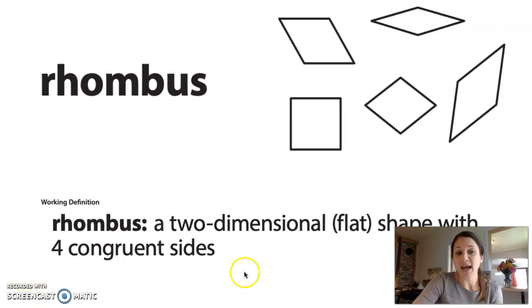A rhombus has 4 congruent sides, which means same length. So all of the sides measure the same length. They're all the same. Notice on a rhombus though, some of these, the angles are different. So I can't call this rhombus, for example, I can't call it a square. This one, I could also call it a square and a rhombus, because for a rhombus, the 4 sides have to be the same.